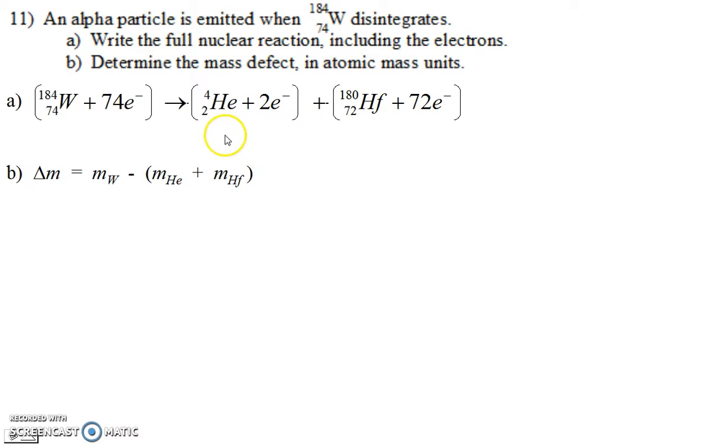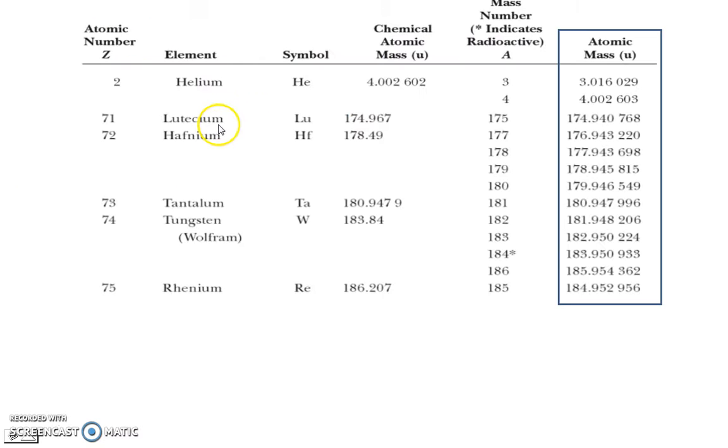And make sure we're finding the right isotope. This is going to be tungsten-184, this is going to be hafnium-180, and this is going to be helium-4. It's all right here, and you're going to look in your appendix. This slide's only going to be up on the screen for a little bit. All right, so here's helium-4. Make sure we're looking for the isotope with mass number 4, this one. Hafnium-180 and tungsten-184. So make sure we're using those values. Go ahead and write down what the values are.